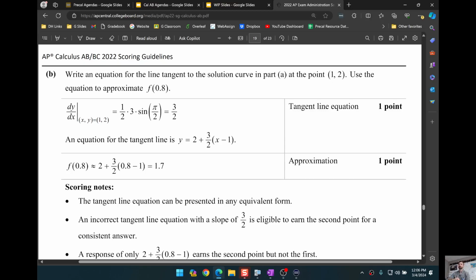Yeah. What if I got like 1.65? Nope. It has to be accurate within 3 decimals. Yeah. What if I put the number as a fraction? I put 17 over 10. Yeah, that's equivalent, so that's fine. Even if you had 1 plus 0.7, that's fine. You don't have to simplify any arithmetic in FRQ.